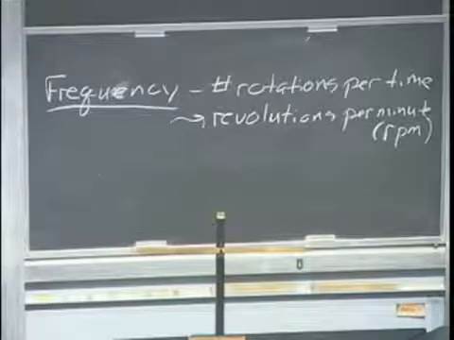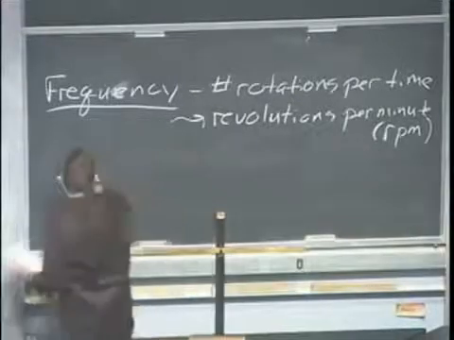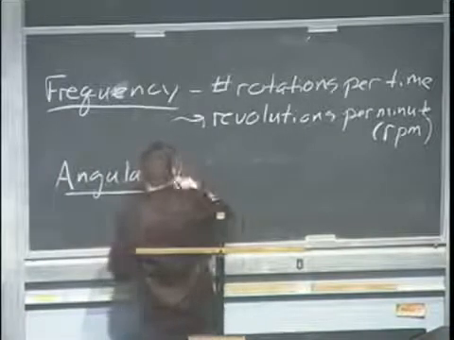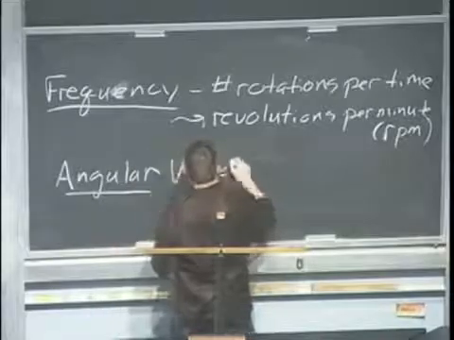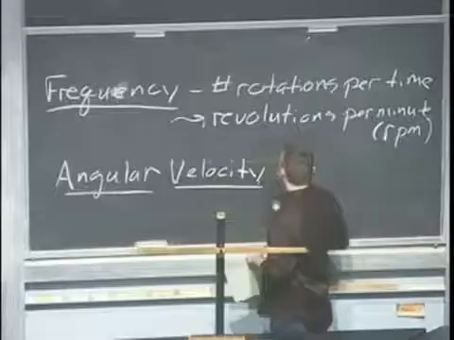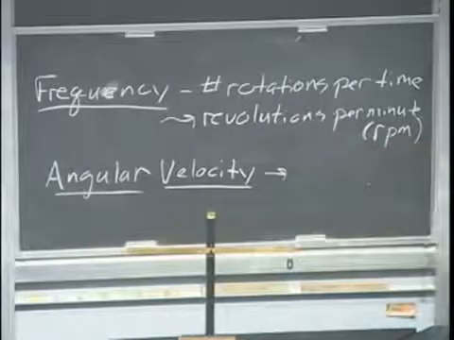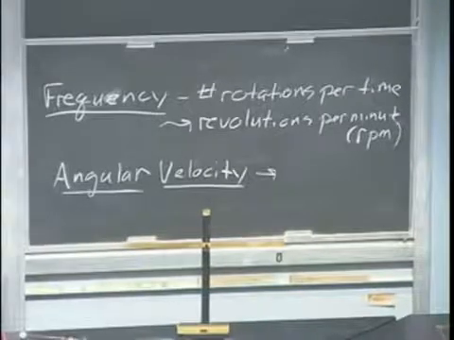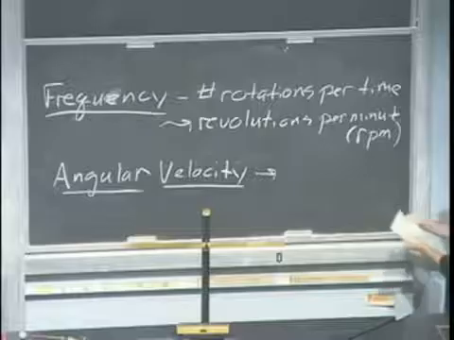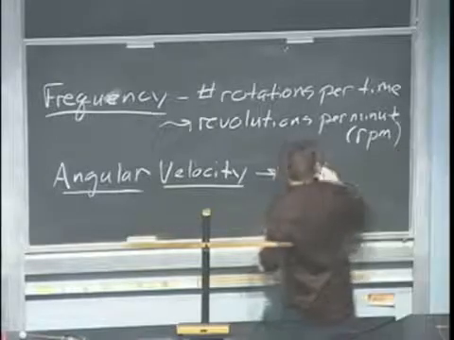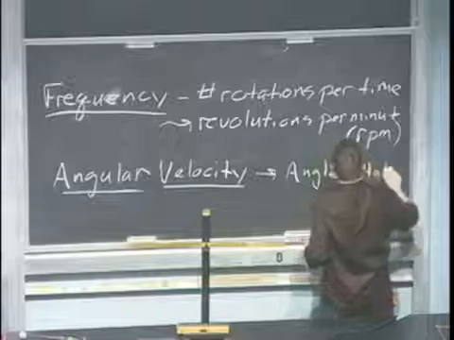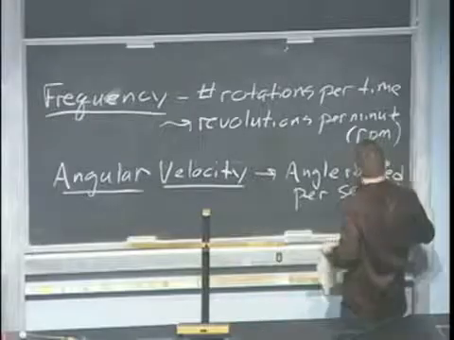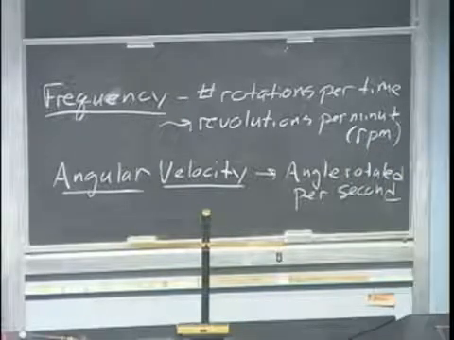The other one, which is what we use more in physics because it's a closer analogy to translational velocity, is angular velocity. And instead of full rotations per time, it's how many degrees, or what angle, this thing has rotated for each second. So it is the angle rotated per second.